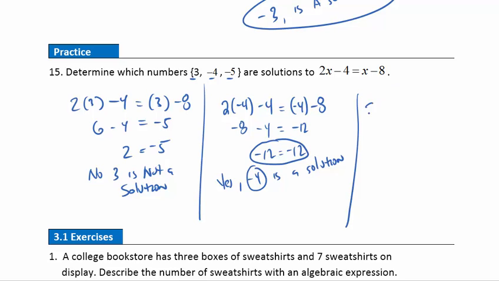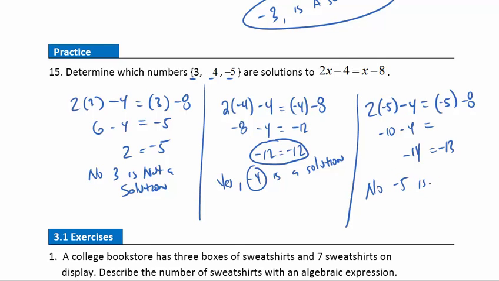All right, let's check negative 5 now. 2 times negative 5 minus 4 equals negative 5 minus 8. Let's see. 2 times negative 5 is negative 10. Negative 10 plus negative 4 is negative 14. On the right side, negative 5, now I'm going to think of this as plus negative 8. So negative 5 plus negative 8 is going to give me negative 13. So it does not work. So I would say no, negative 5 is not a solution.